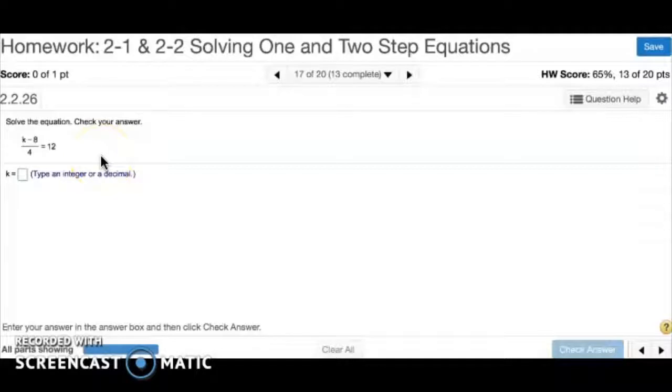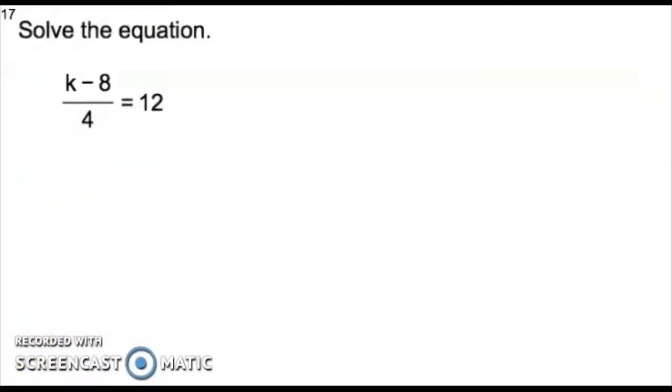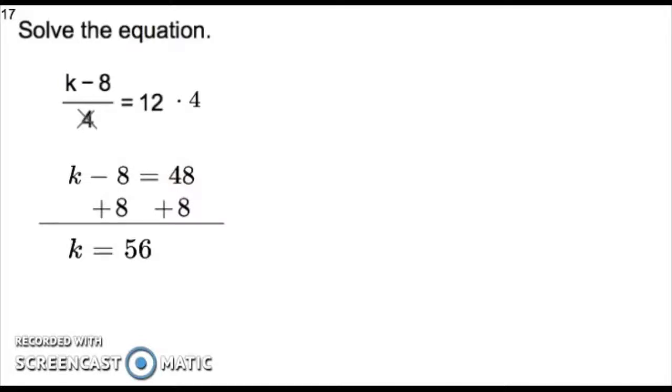17, we are solving the equation k minus 8 over 4 equals 12. Now the variable we're solving for is up here, and it's all up top of a fraction. So we cross the 4 out, and we bring it to the other side and multiply it to 12. So we rewrite what's left, which is k minus 8 equals 12 times 4, which is 48. Then we add 8 to both sides, and we get k equals 56.